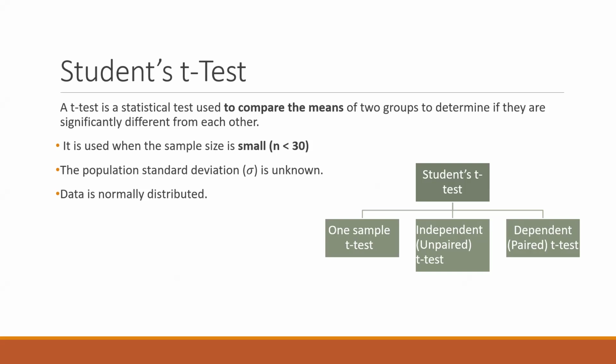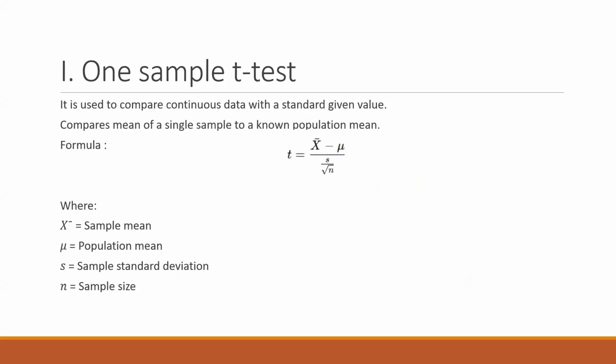So these are the three types of student t-test, which include one sample t-test, independent or unpaired t-test, and then dependent or paired t-test. So now we come to one sample t-test. It is used to compare continuous data with the standard given value. Or we can say that it compares the mean of a single sample to a known population mean. This is the formula in which x̄ is the sample mean, mu or μ is the population mean, s is the sample standard deviation, and n is the sample size.